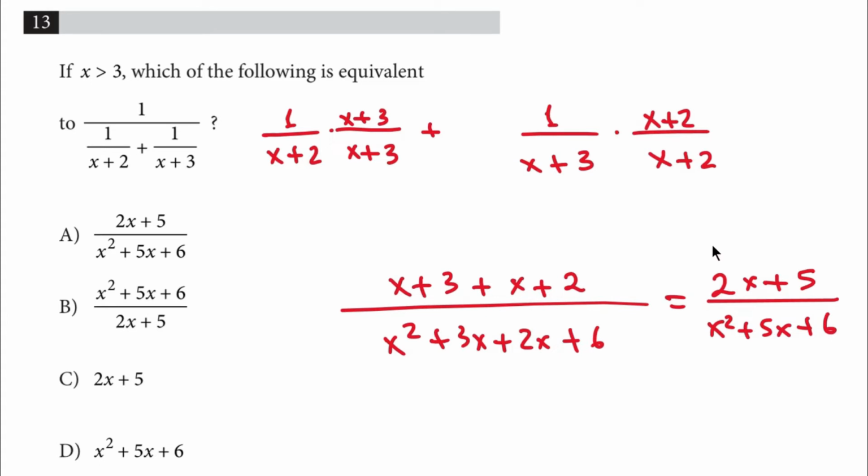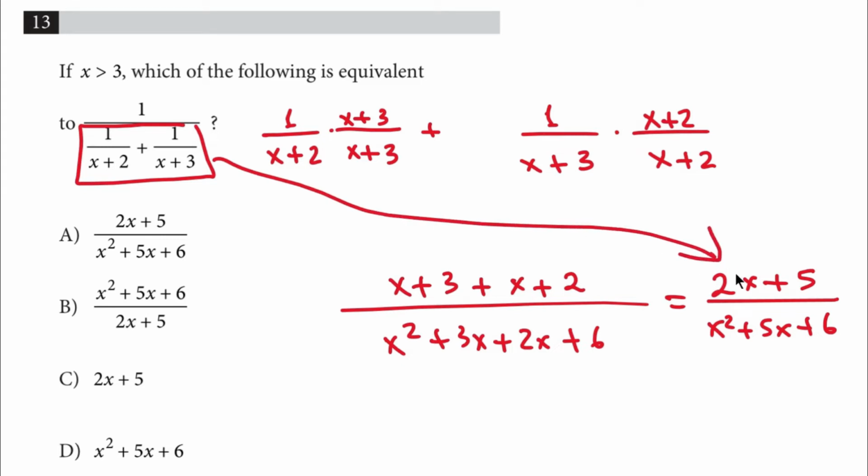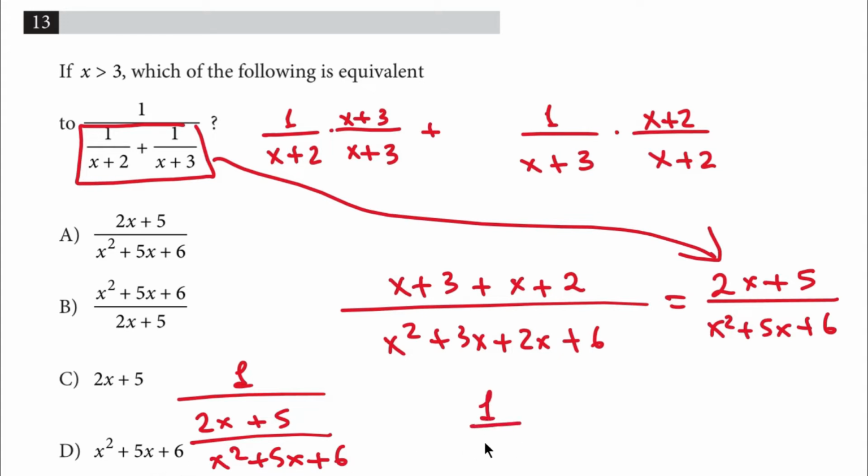Okay? And this is very simple. Now you have to understand that this is equal to that, right? So that is equal to this whole thing. And we also have 1 at the top. So finally we get 1 over (2x plus 5) over (x squared plus 5x plus 6). And if you know what this is about, then the rest is very easy. 1 over any expression is just that expression flipped, right? That fraction flipped.